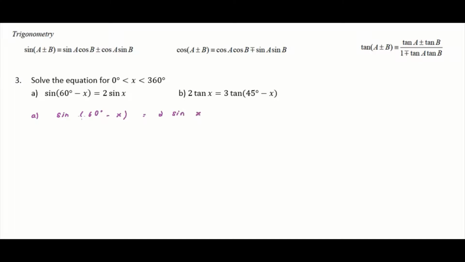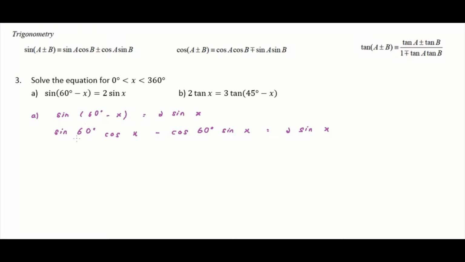Okay, so sine(60 minus x). So 60 is your A, then x will be your B. So when we expand it, we will have sine 60 cos x, then after that minus, cos of your A, 60, then after that sine of your B, which is x, equal to 2 sine x, which you do not have anything to substitute. So you can just continue.